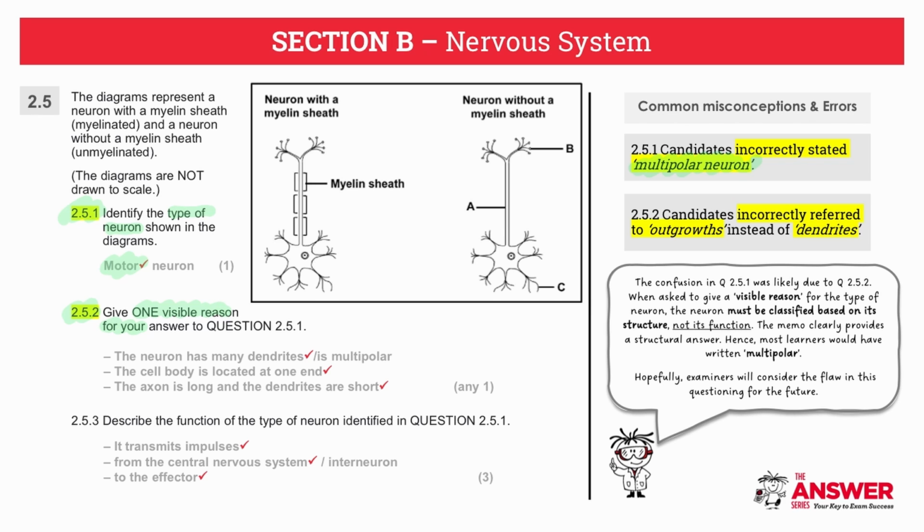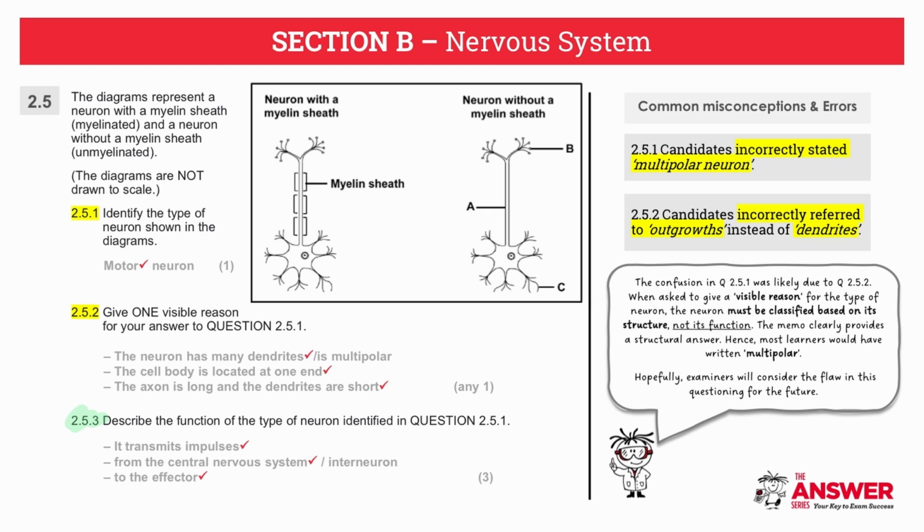So neurons are usually classified based on their structure or their function. If the question in 2.5.2 was asking for a reason based on the function of the neuron, then motor neuron would have been the only correct answer. But it's asking specifically for a visible reason, and in terms of its structure, it's actually classified as a multipolar neuron. So hopefully examiners will consider this flaw in the questioning for the future, seeing as the memo specifically provided a structural reason and not a functional reason for the classification of the neuron. And what is visible is the fact that it has many dendrites and that single long axon that runs from it.